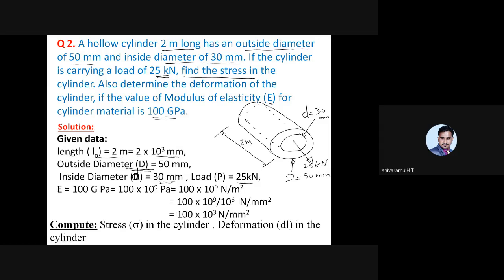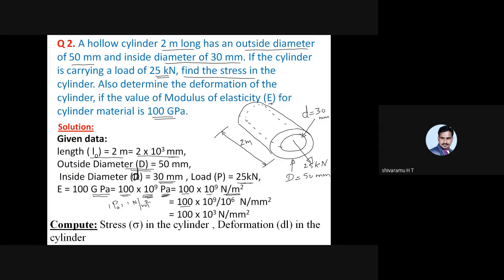So we need to keep all the units either in terms of Newton per meter square or Newton per millimeter square. But here the given Young's modulus is 100 gigapascal. So 100 giga indicates 10 power 9. Mega is 10 power 6, kilo is 10 power 3, and giga is 10 power 9 pascal. So 100 into 10 power 9. 1 pascal is equal to 1 Newton per square meter.